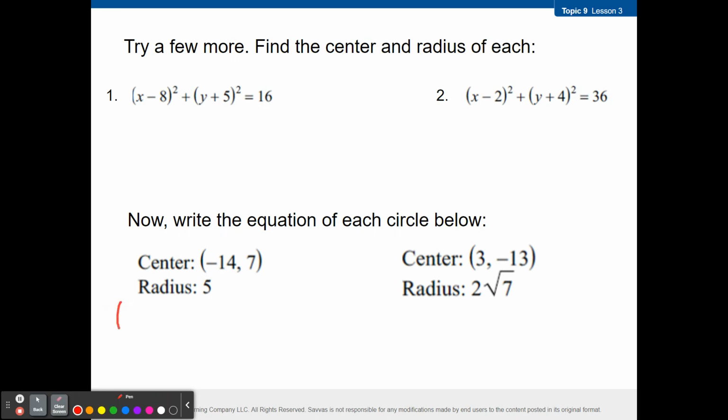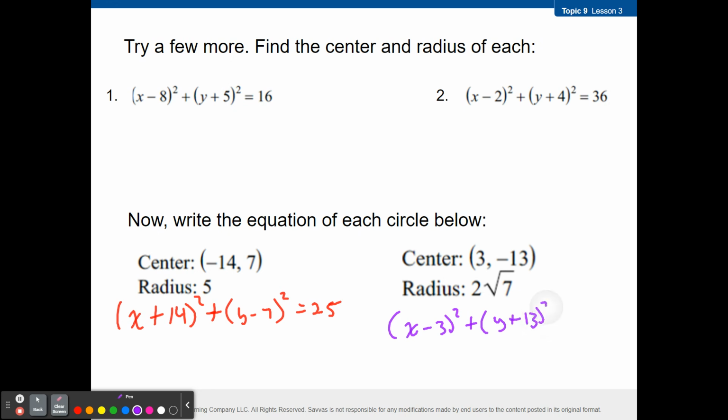Okay, so this should be x plus 14 squared plus y minus 7 squared equals 25. The second one should be x minus 3 squared plus y plus 13 squared equals, that's 28.